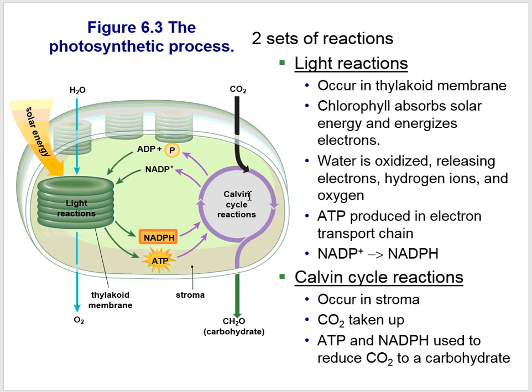Notice here in our little cartoon of the chloroplast, the light reactions are happening in the thylakoids. The Calvin cycle is happening in the stroma, the gel between the thylakoids.